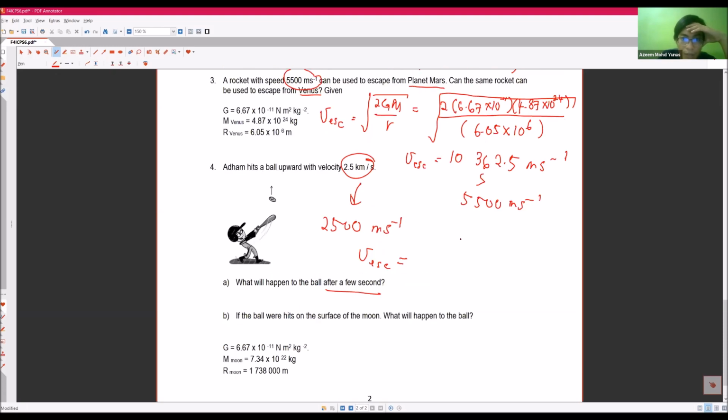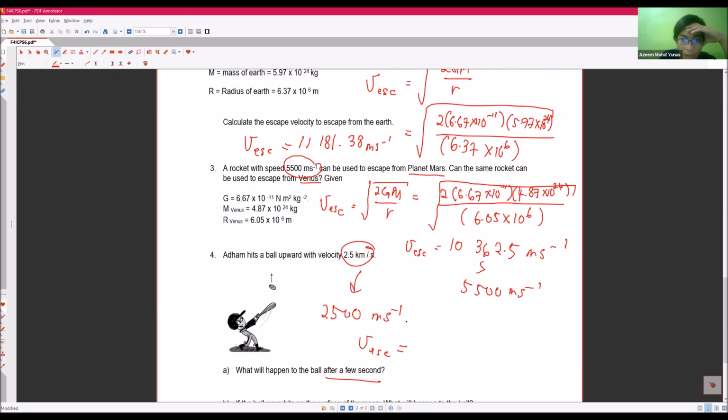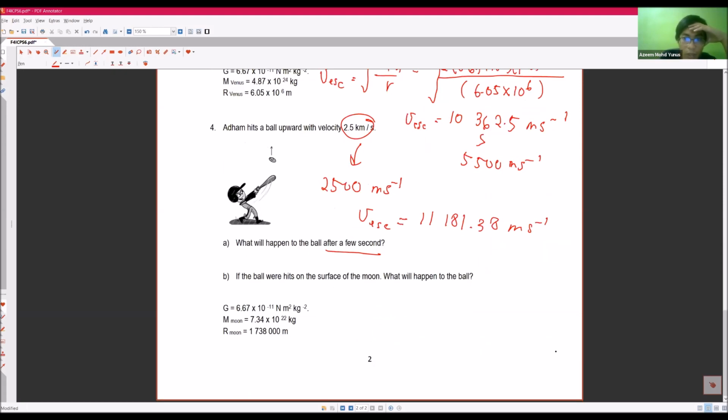So the escape velocity from the Earth is 11,181.38 meters per second. Since the value is smaller than the escape velocity, what happens to the ball? The ball will fall down. The ball will free fall after a few seconds. Free fall is the correct term here because it's due to gravitational force.